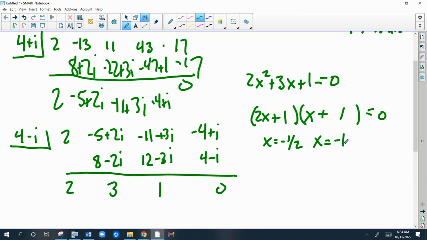So my 4 zeros, which I should get because it was a fourth degree polynomial, are 4 plus or minus i, negative 1/2, and negative 1. Now, when you graph this, obviously you won't see the imaginary zeros on the graph because they're imaginary and the graph is real numbers. So you will see a graph that goes through negative 1/2 and negative 1. So that's that.